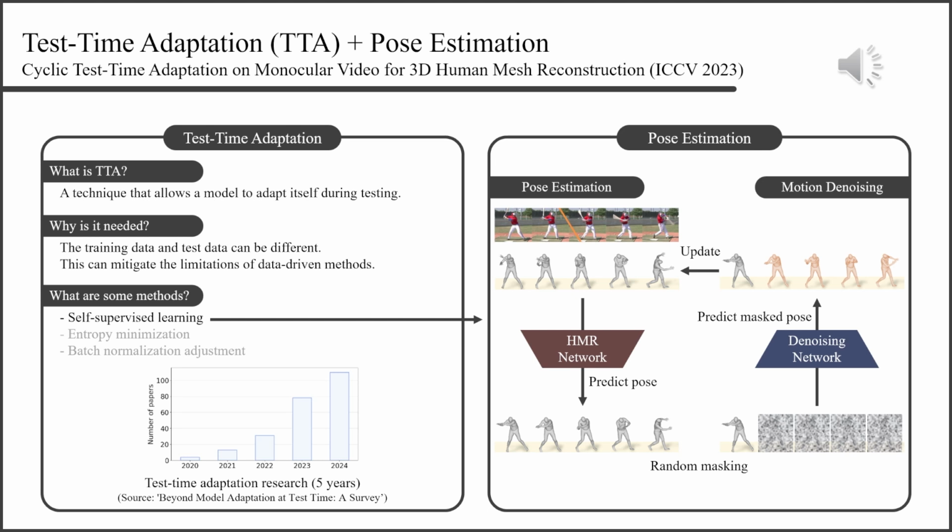And additionally, the paper Beyond Model Adaptation at Test Time survey demonstrates the rapid increase in research related to test time adaptation. So, application of test time adaptation in pose estimation. This method is applied to pose estimation as follows. First, it utilizes the well-known HMR networks. The HMR stands for Human Mesh Recovery. This network will take an image as input and predict SMPL pose and shape.